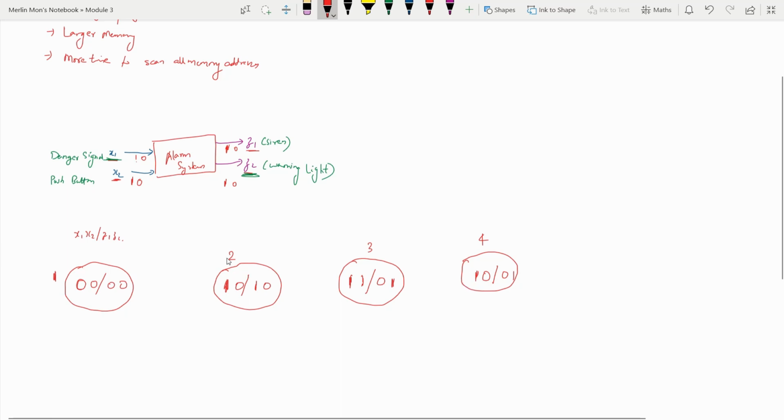Now we can draw the flow diagram. From the first state, when a danger signal arrives, the system goes to the second state. Then when the operator arrives and pushes the push button, the system goes to the third state. And when the operator leaves to rectify the danger somewhere else, the system will go to the fourth state. And after the problem is rectified, the system will return to the original state, which is state 1. Let me redraw it. It will go like this. So the system will return to state 1.